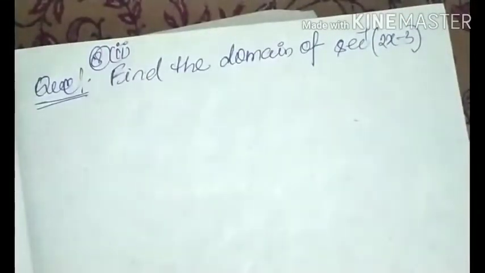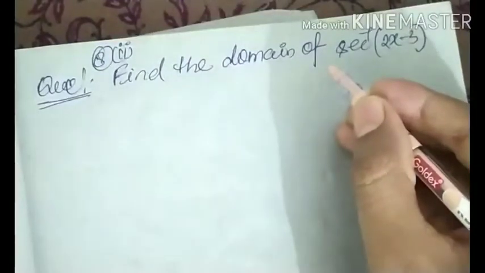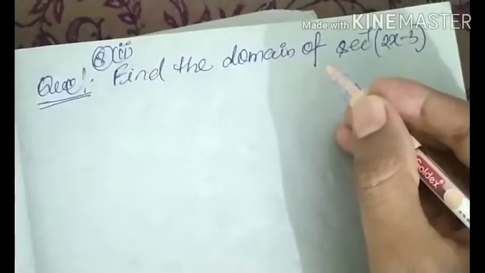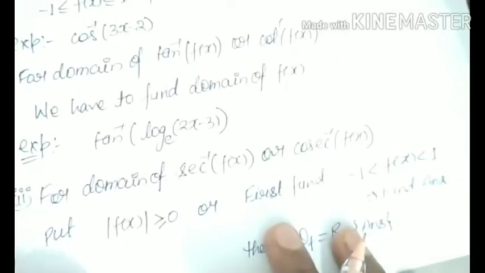Question number 8, second. Find the domain of sec inverse 2x minus 3. This is an interesting question. If you are going to find the domain of any inverse trigonometric ratio, then this formula, this concept will be helpful. I have already given this PDF in the group, and you could download it.